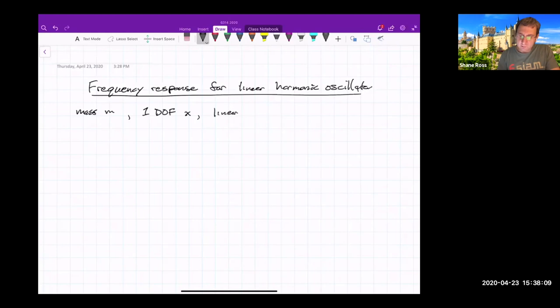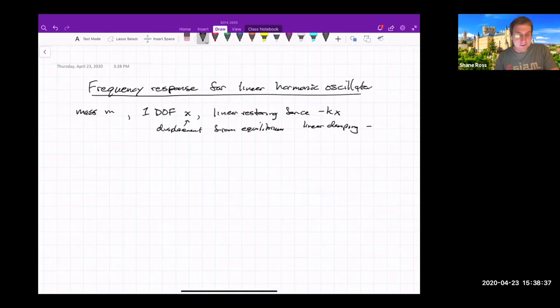There's a linear restoring force, which is just proportional to the displacement. So this X is displacement from equilibrium. There's also linear damping, just in the absence of some more sophisticated damping. So negative B X dot. And then a time-dependent driving force. It might be periodic or it might not. We won't specify. We'll just call it capital F as a function of time.